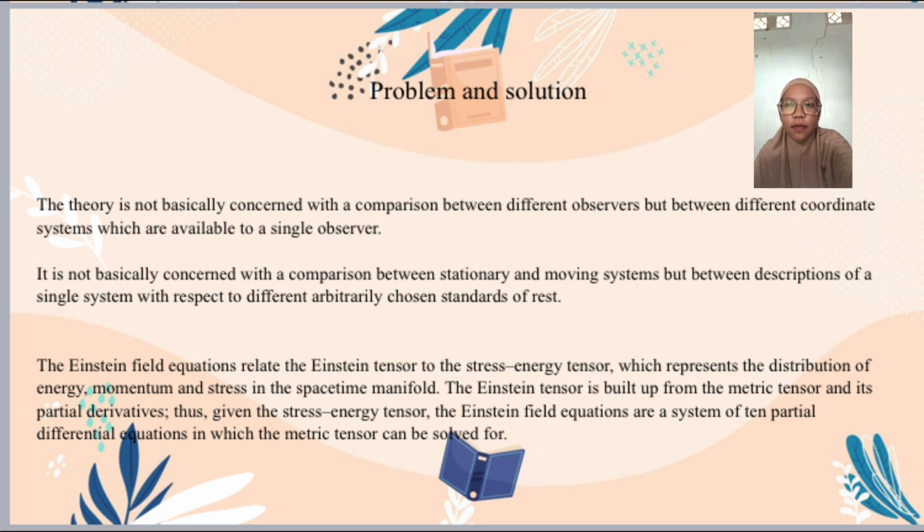Next slide is problem and solution. The theory is not basically concerned with a comparison between different observers, but between different coordinate systems which are available to a single observer. It is not basically concerned with a comparison between stationary and moving systems, but between descriptions of a single system with respect to different arbitrarily chosen standards of reference.